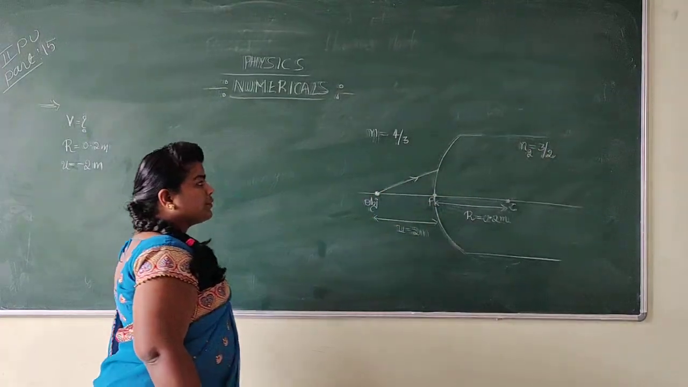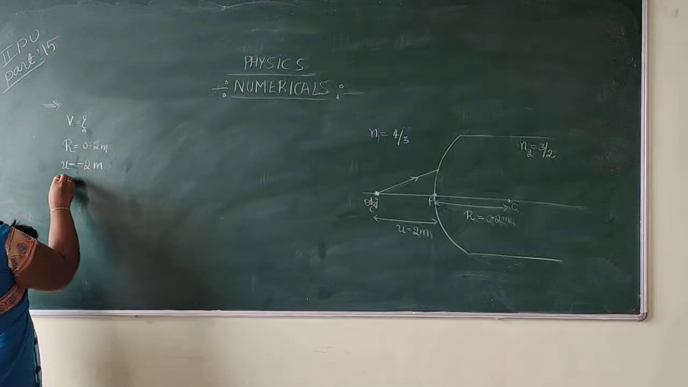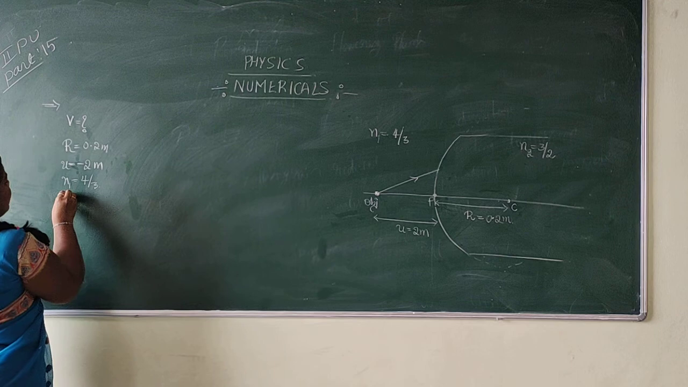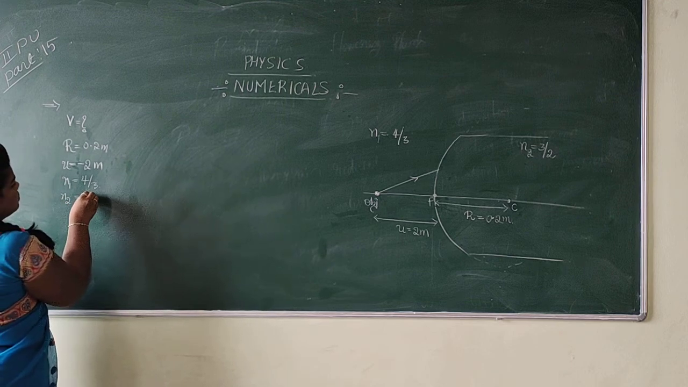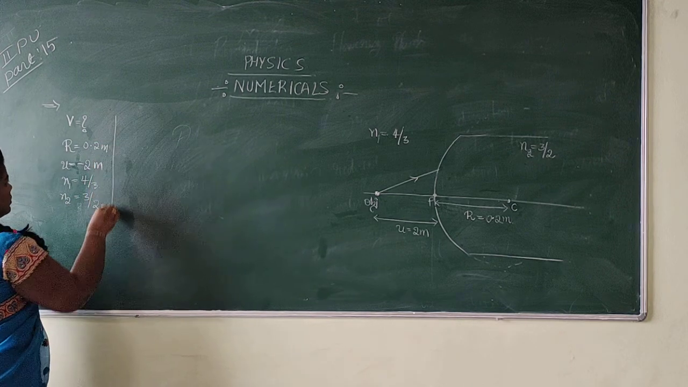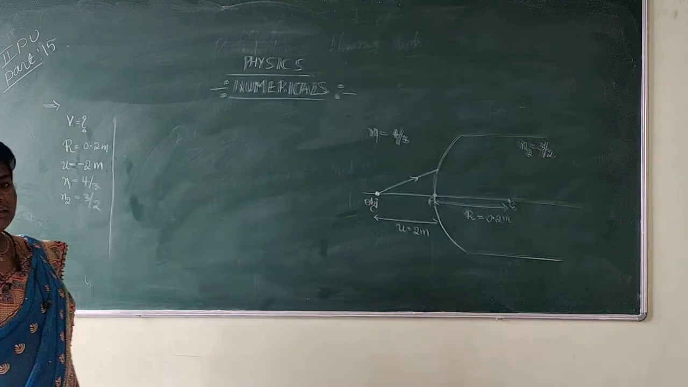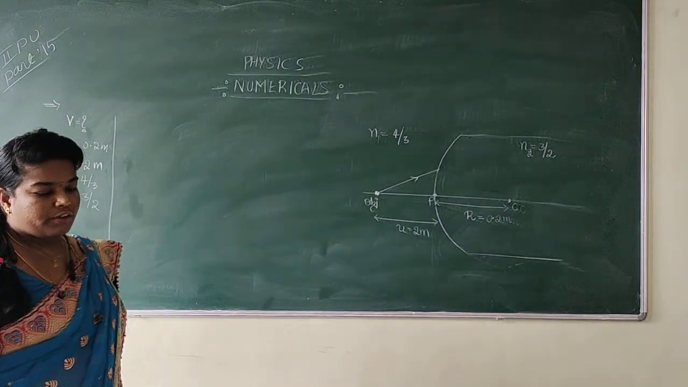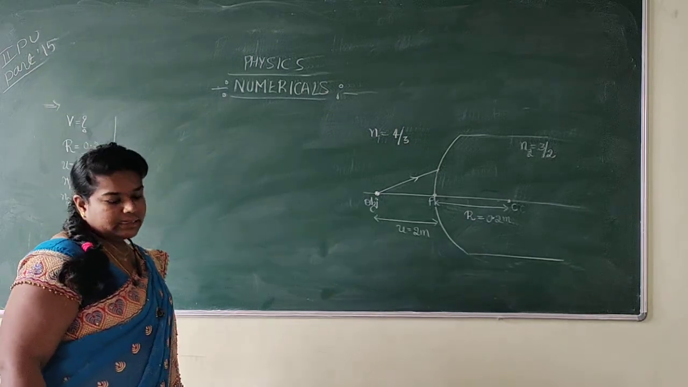So what is the refractive index of the first medium? n1 is equal to 4/3 and n2 is equal to 3/2. These are the given values. Now let us move to the calculation of V.